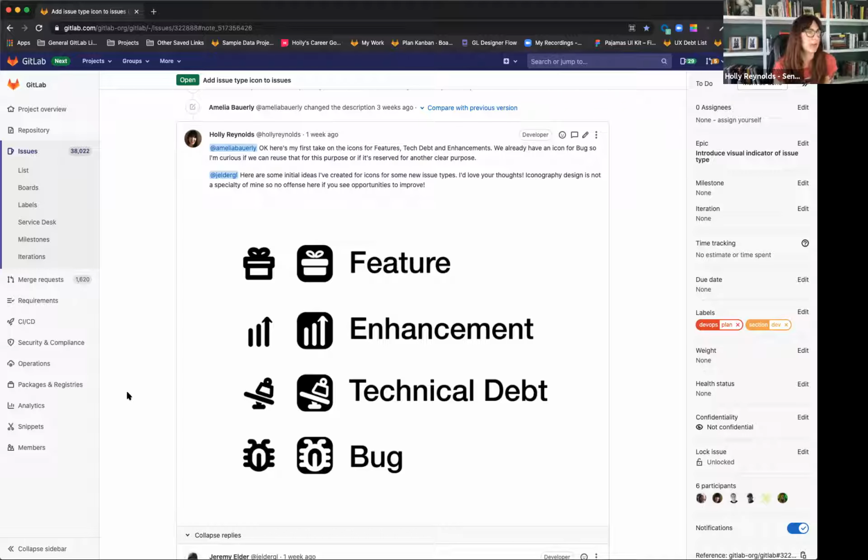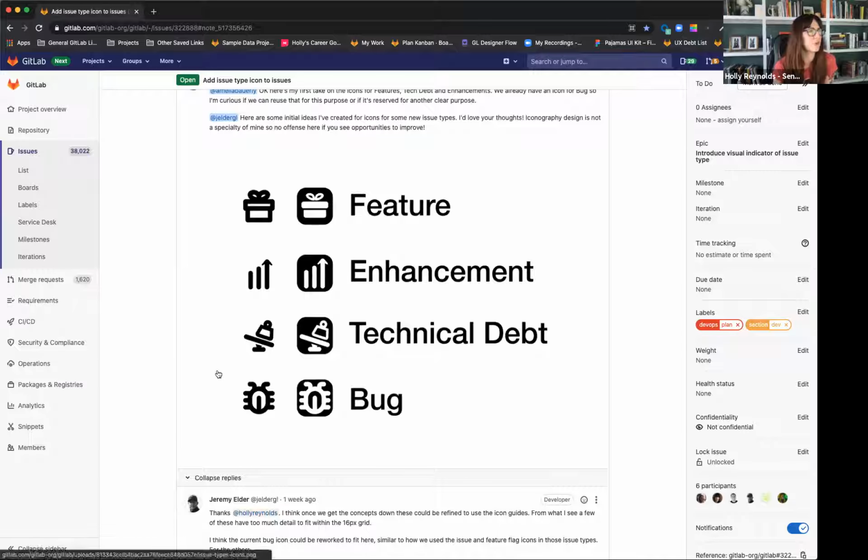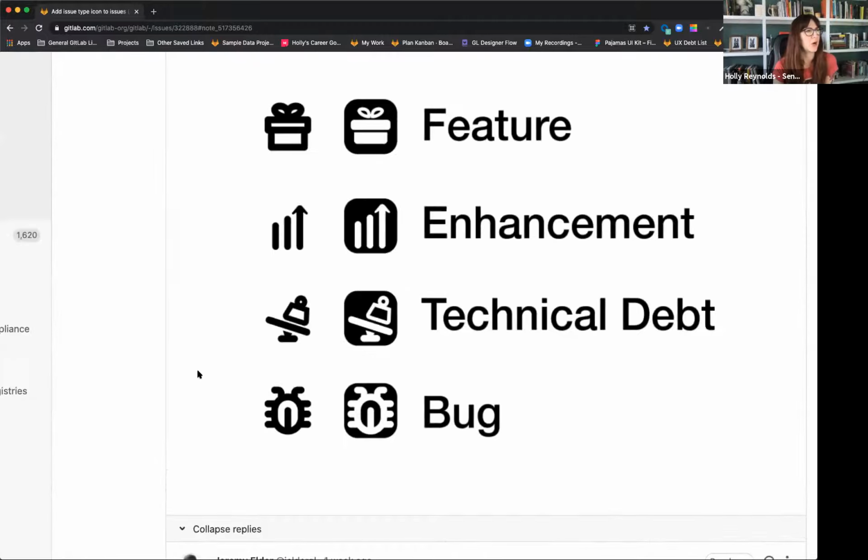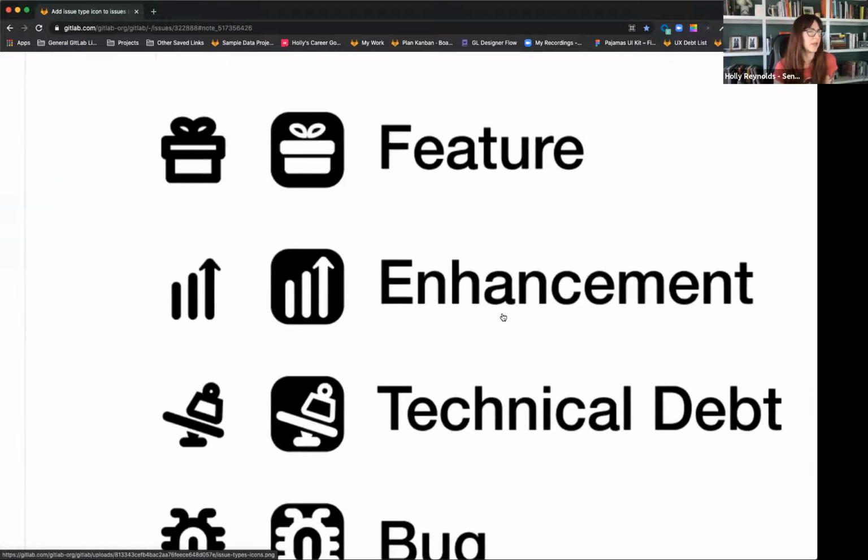So we've been exploring some ideas. I am the first to admit that iconography and illustrations are not my strong suit, so there is no offense taken here if anybody struggles with any of these. But I've pulled in Jeremy, and Amelia had been working on this as well, so the three of us have been collaborating on it. The four in question that we were looking at initially were features, enhancements, technical debt, and bugs. Bugs we already had an icon for, though I'm not sure exactly how we're using those yet, so that's another reason I pulled in Jeremy. Feature, enhancement, and technical debt, though, are the ones that are a little bit more in question.